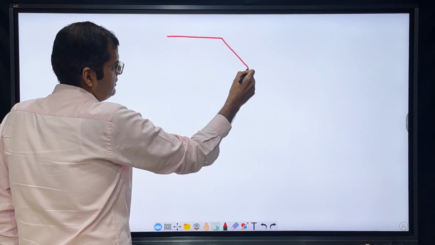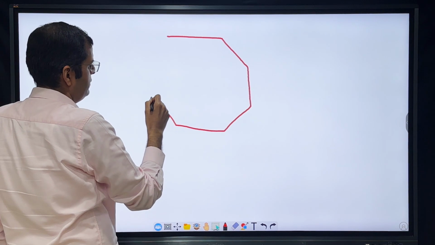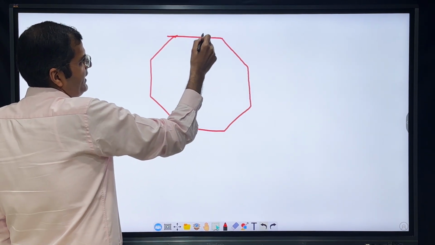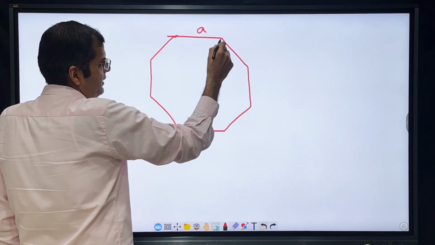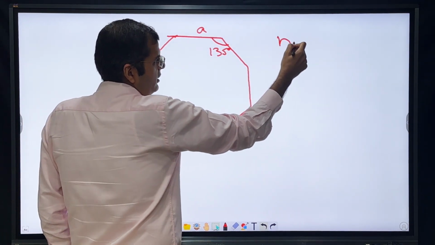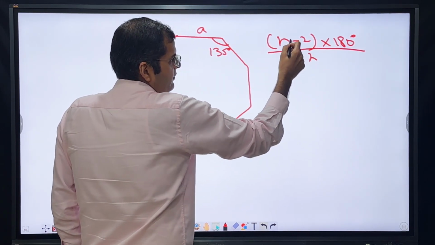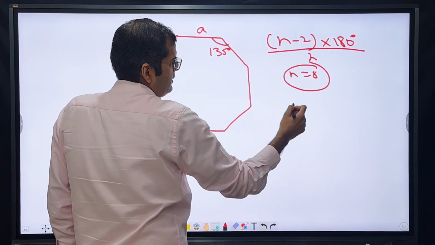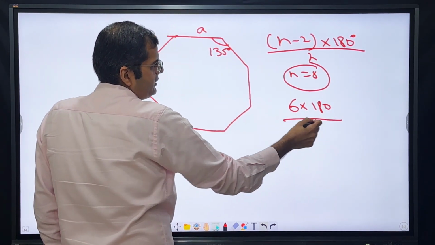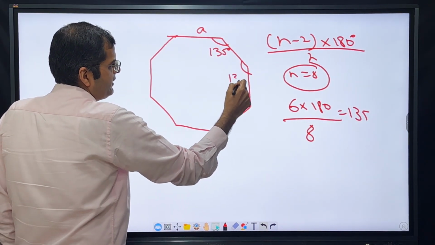So first of all, let me derive the area of octagon. If you don't know the formula, you need not know the formula. So let this side be A. In octagon, this angle is 135 degrees. Each interior angle of an octagon will be calculated as (n minus 2) into 180 degrees by n, where n is equal to 8 in octagon. So each interior angle will be 6 into 180 divided by 8. 6 into 180 divided by 8 is 135. So each interior angle is 135 degrees.